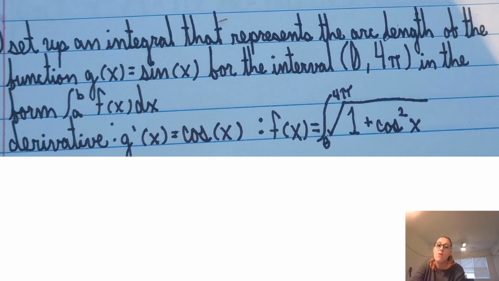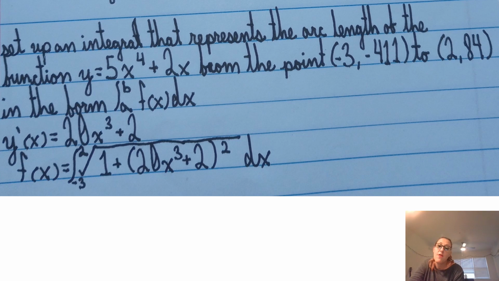Set up an integral that represents the arc length of the function g(x) equals sine x for the interval 0 to 4 pi, in the form integral a to b of f(x) dx. The derivative g prime x equals cosine x. So f(x) equals the integral from 0 to 4 pi of the square root of 1 plus cosine squared x.